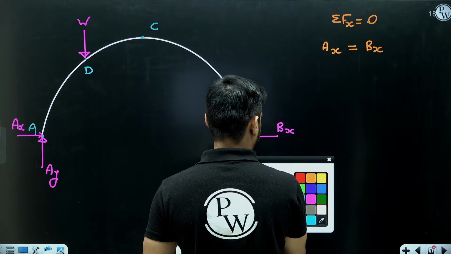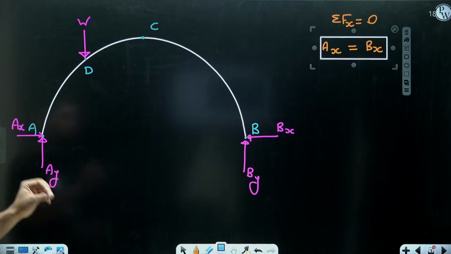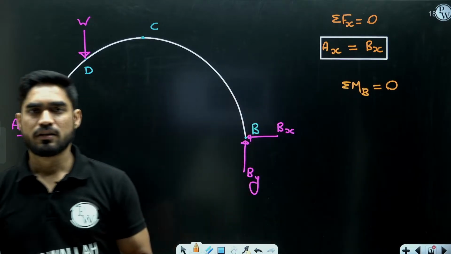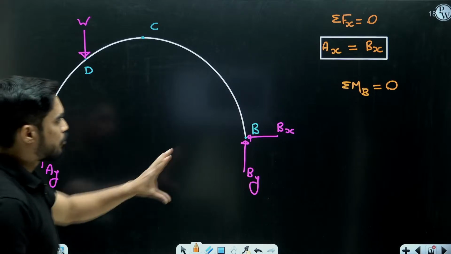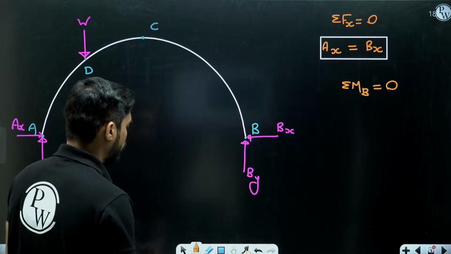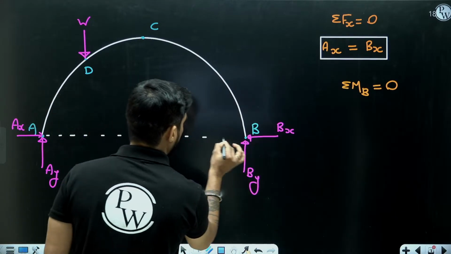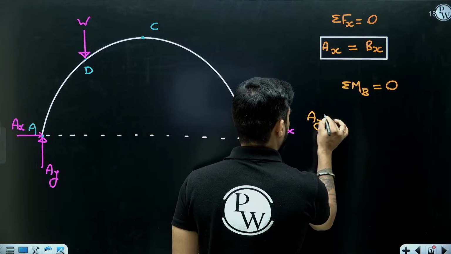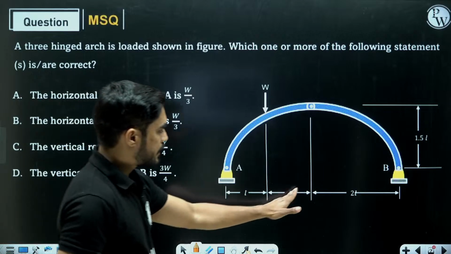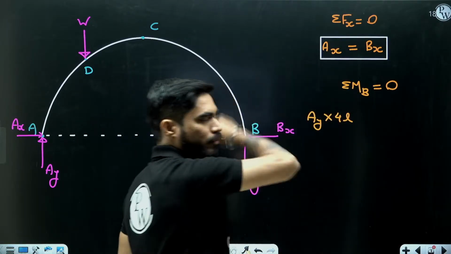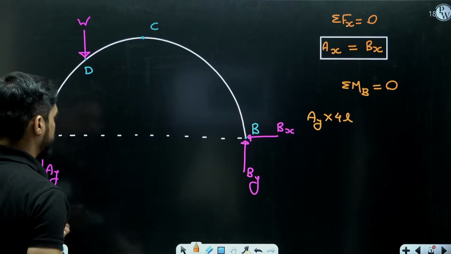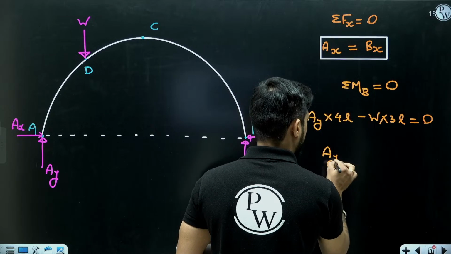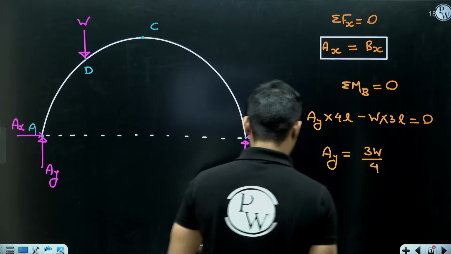Now the second equilibrium equation I will apply is I will take moment at either A or B. Let's take moment at B. If I take moment at B, the moment of reactions Bx and By will become 0 because both are acting at B. The moment of Ax will also be 0 because Ax is also passing through B. So I will get the moment of Ay and W. What will be the moment of Ay? Ay multiplied by this distance, and how much is it? L plus 2L, it is 4L, and this moment is clockwise, and the moment of this W will be anti-clockwise. How much will it be? W into 3L. So from here I will get the value of Ay, which is 3W by 4.